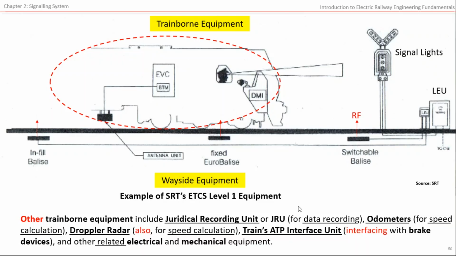So what I just talked about is ETCS level 1. But be noted that for the SRT Red Line in Thailand, they also call it ETCS level 1, but they add a monitor, or driver machine interface, to provide information to the driver. But again, the driver also needs to look at the trackside signaling system.